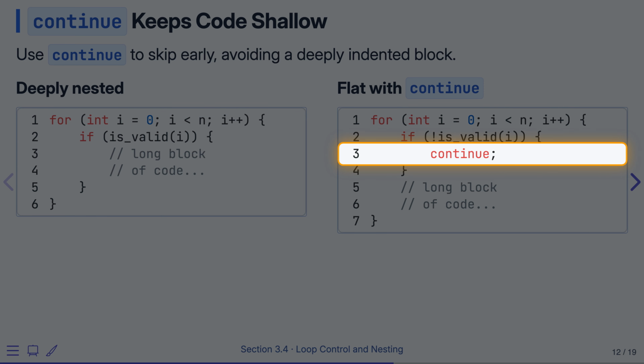On the right, we flip it. If the item is not valid, continue skips to the next pass. Then the main work sits at the normal indentation level, not buried inside an if. For now, is_red_valid is a simple check. You will write your own functions like it in Chapter 4.